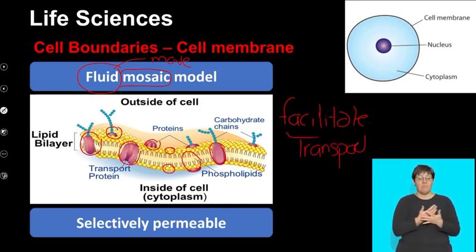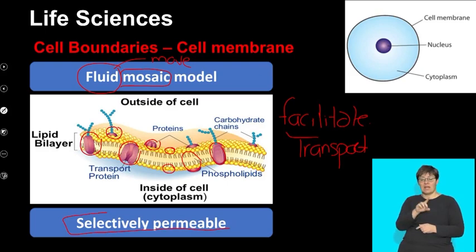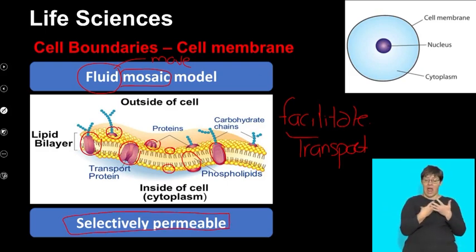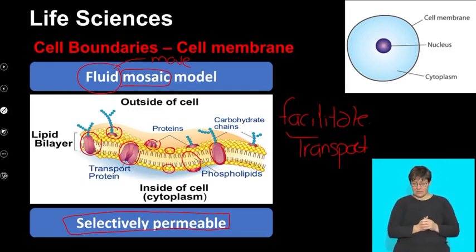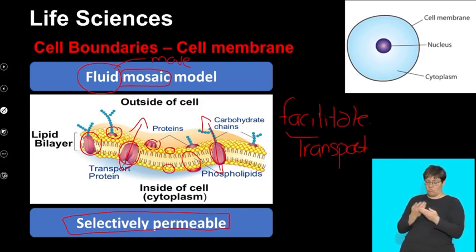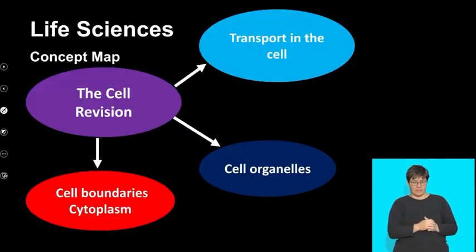The most important thing that the cell membrane does, although we know that it encloses, is it is selectively permeable. Whereas the cell wall will let everything in, this whole structure of the cell membrane allows things to move in and to move out, so we can control what comes in and what comes out.